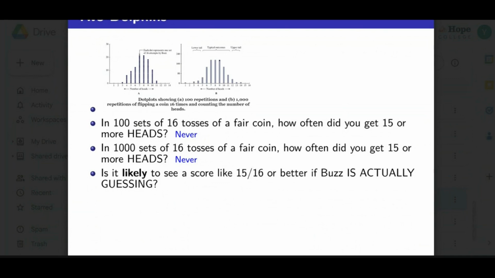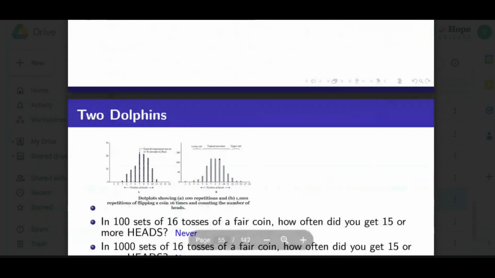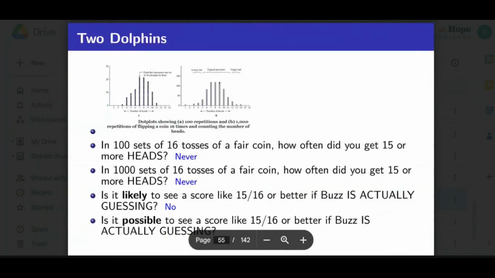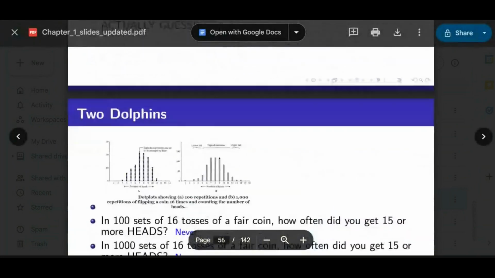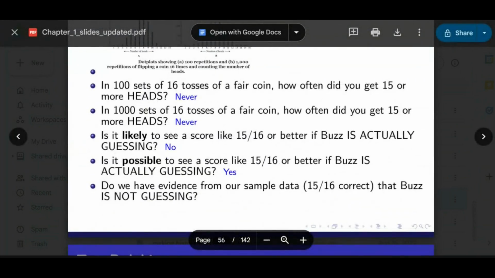So therefore, is it likely to see scores like 15 or 16 when you guess? Yes or no? Is it likely to see a score as good as 15 out of 16 when you guess? The answer is no. It's proven by simulation. You can't seem to produce a score like that when you guess. But is it possible, though? The answer is yes. Everything is possible.